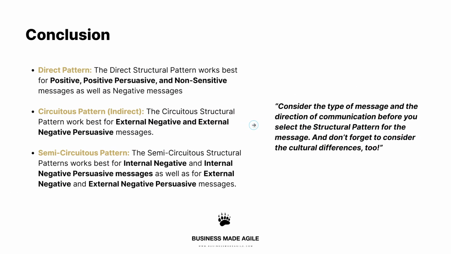As a conclusion, the direct structural pattern works best for positive persuasive, and non-sensitive messages, as well as negative messages. The circuitous pattern or indirect pattern works best for external negative and external negative persuasive messages. And finally, the semi-circuitous pattern works best for internal negative and internal negative persuasive messages, as well as for external negative and external negative persuasive messages.